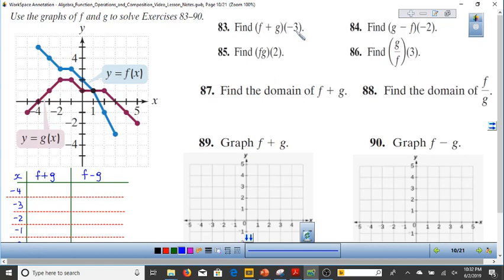f plus g of -3. What we really mean is we want to find f of -3 plus g of -3. So we're going to go to the function, we look for -3, the corresponding y value for the f function is 4. So the point is -3, 4. So f of -3 is 4. g of -3 is 1 because the point that corresponds to that is -3, 1. g is the red graph. So we're adding 4 plus 1. So f plus g of -3 is 5.